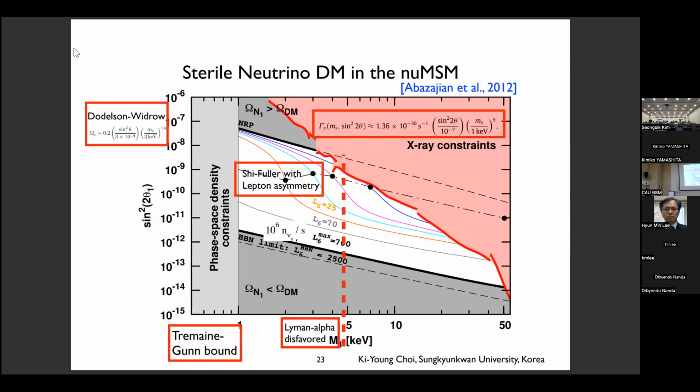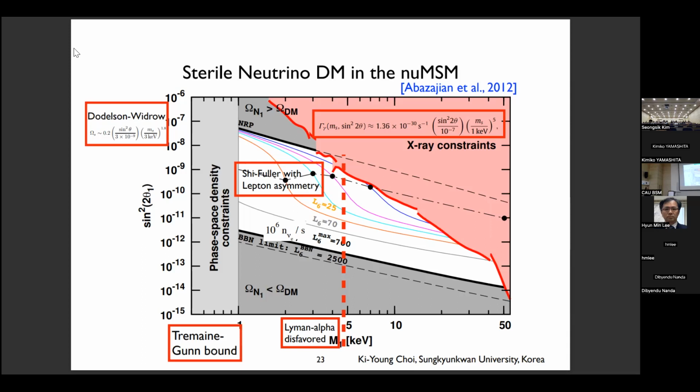For a smaller mixing angle, the number is reduced. Larger than this, there's too much overproduced sterile neutrino. So usually, along this black line, the sterile neutrino can be 100% dark matter. But another problem is this Lyman alpha constraint, which is due to the warmness of dark matter. That usually gives a bound around 5 keV, some say 10 keV, depending on the paper. So this usual Dodelson-Widrow mechanism is actually all disfavored by Lyman alpha.